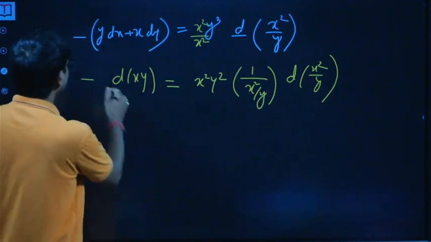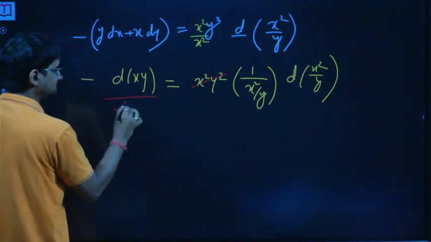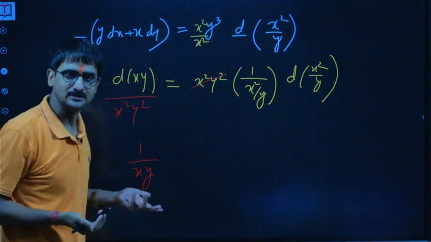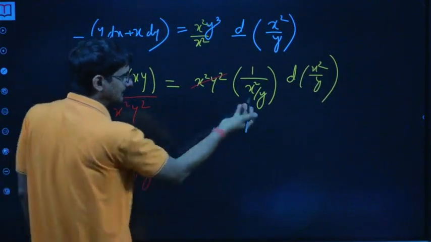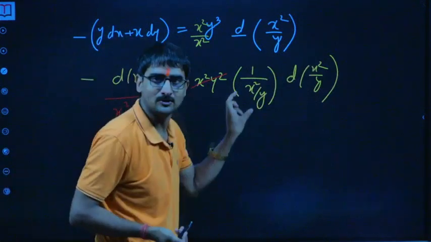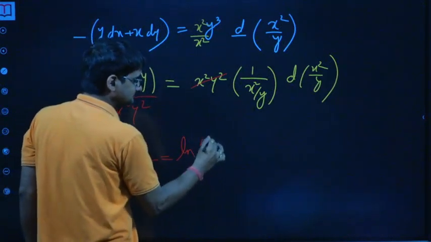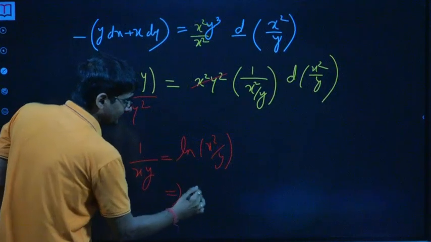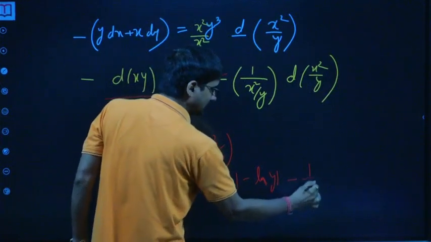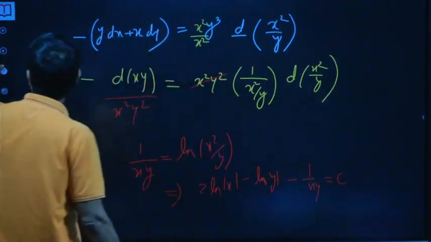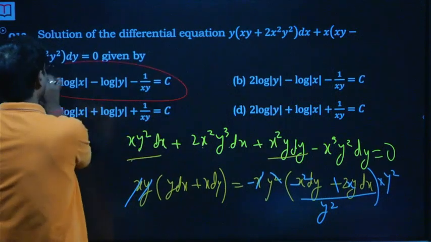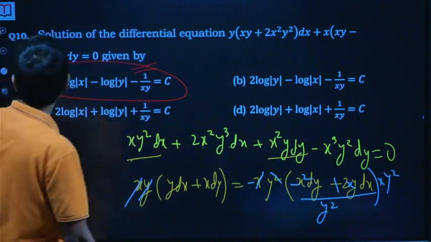So now take it this side, so this is minus, so we have 1 upon xy, dt upon t square, the integral is minus 1 by t, and then dt upon t gives ln of t. So we have 2 times ln mod x minus ln y minus 1 by xy is equal to c. If that matches with any option, the first one itself is the answer in that case.